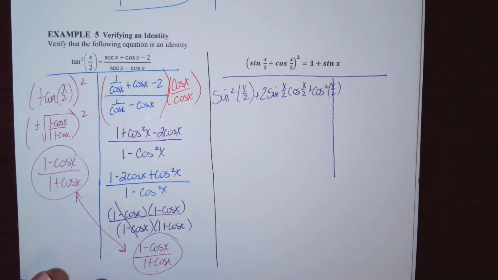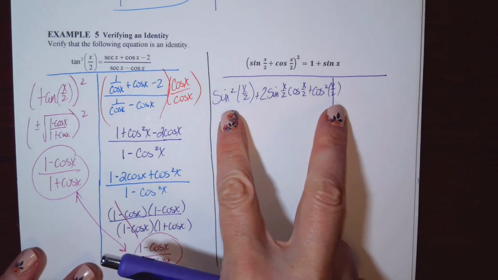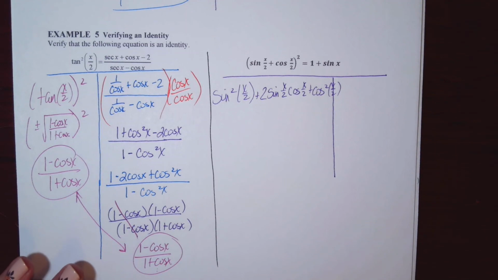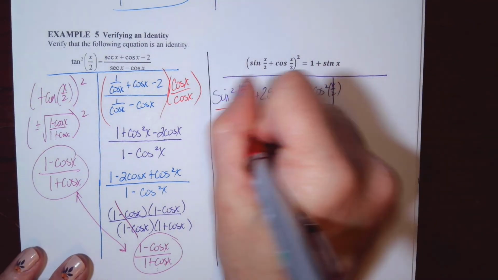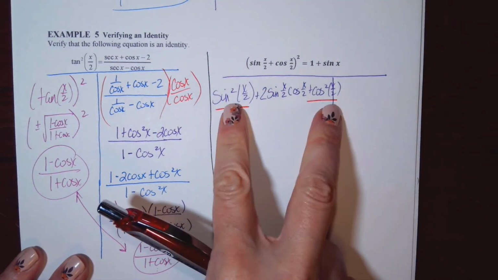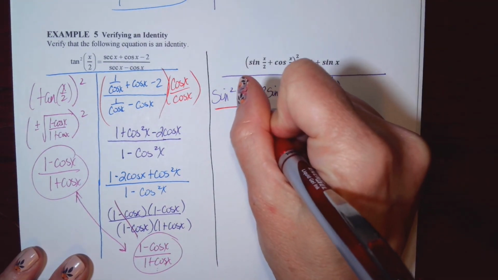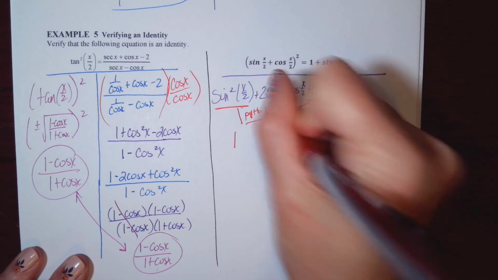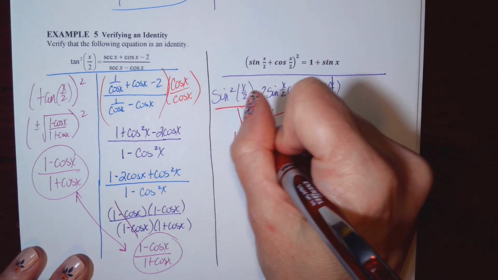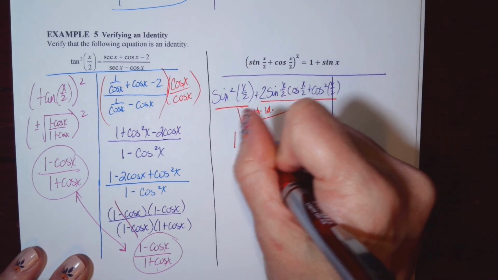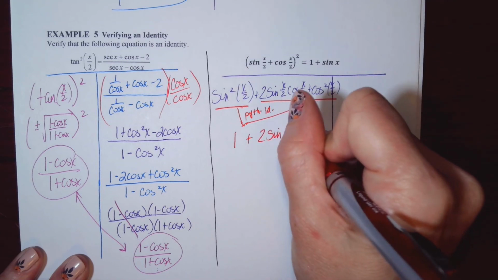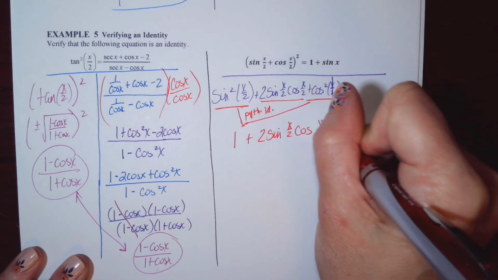Now, my Pythagorean identity says sine squared plus cosine squared is 1, and that holds true no matter what the argument is. Sine squared plus cosine squared is 1. That's my basic Pythagorean identity, right? So that gives me 1, and then I've still got plus 2 sine x half cosine x half.